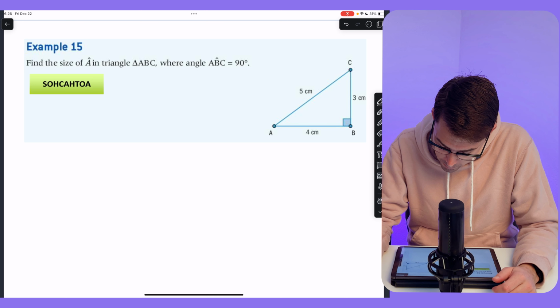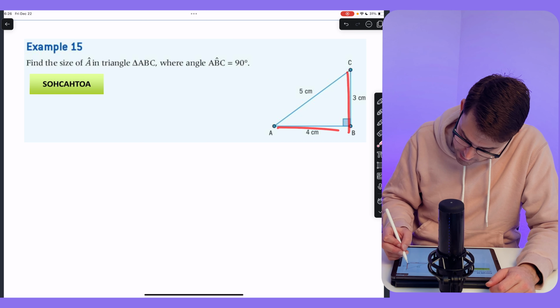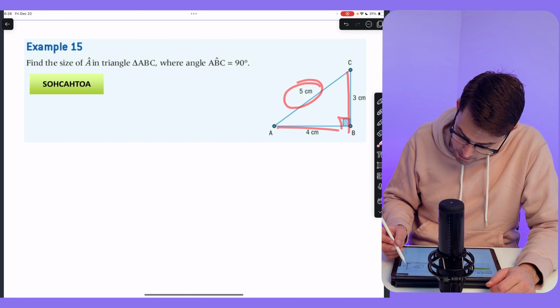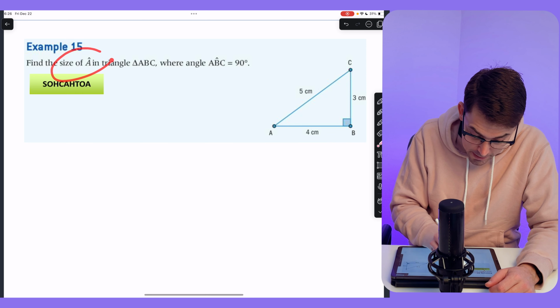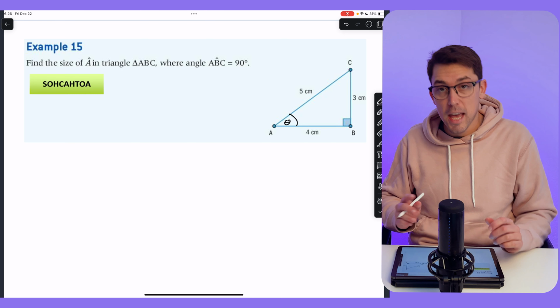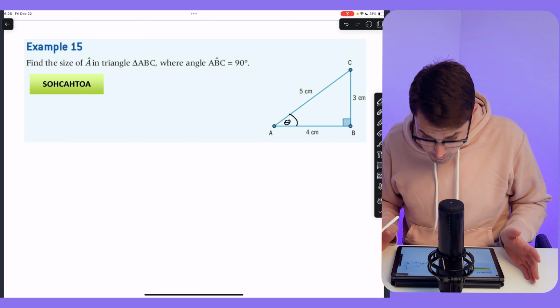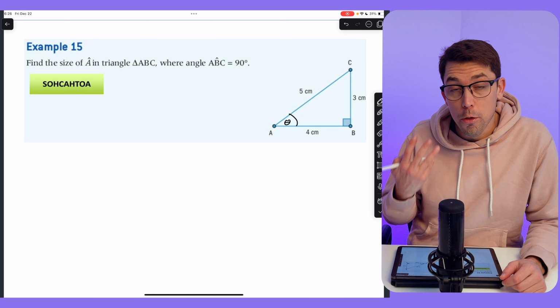All right, so here we have a triangle ABC, where the angle ABC is 90 degrees, 5 is my hypotenuse, and 3 and 4 are my legs. Now, we want to find the size of angle A. So what we want is this right here, this theta, that's angle A. You can use really any trig function because we're given all three sides.